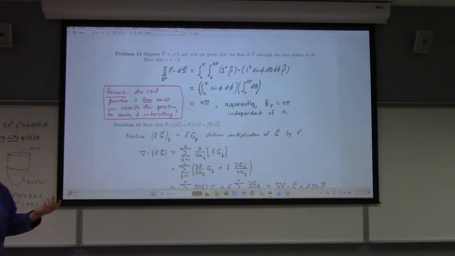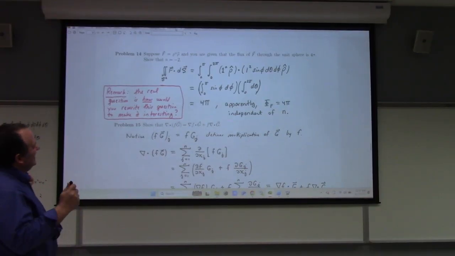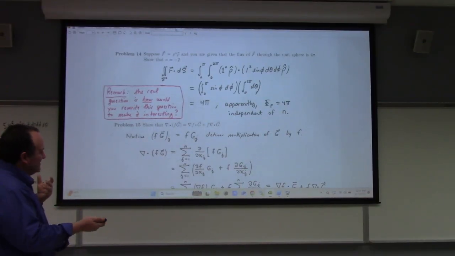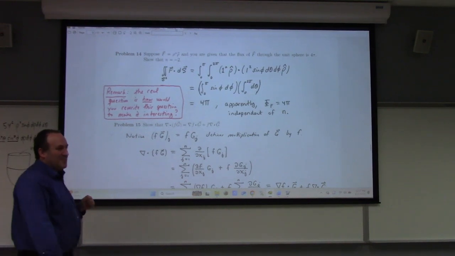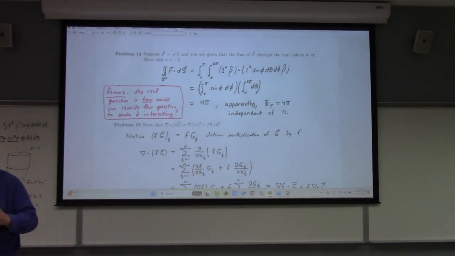Again, problem 14 is where I made a mistake. I thought the problem made sense, but it's not wrong, it's just not right. Because the truth of the matter is, for the unit sphere, every choice of n gives you 4 pi. However, if we make the radius of the sphere r, it doesn't work out to that. It's 4 pi times r to the n plus 2. So only for n equals minus 2 is the flux independent of the radius, and equal to 4 pi.